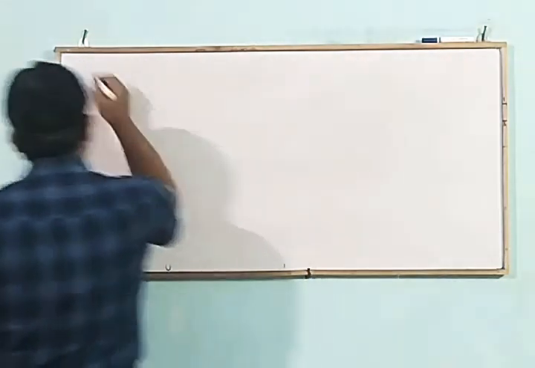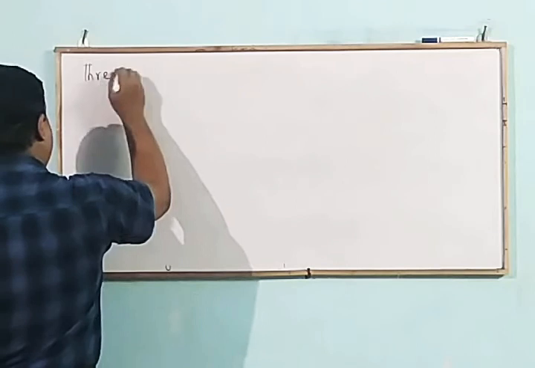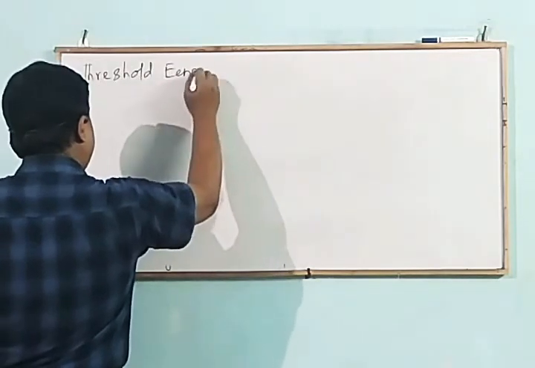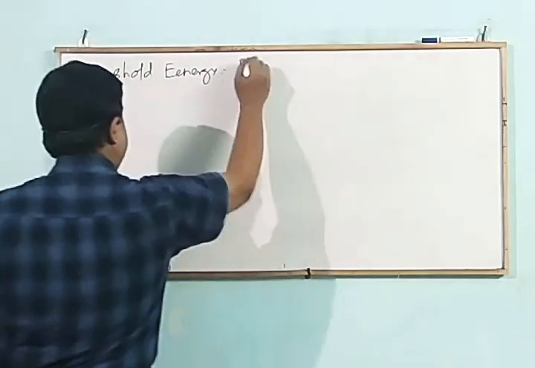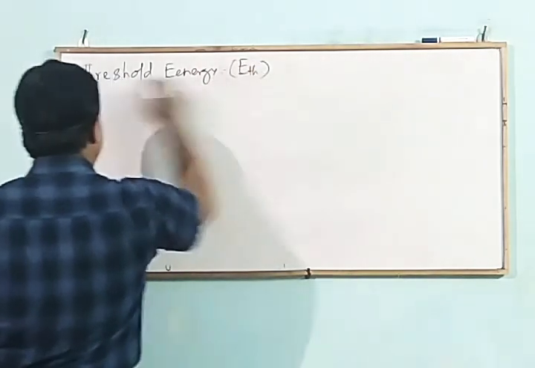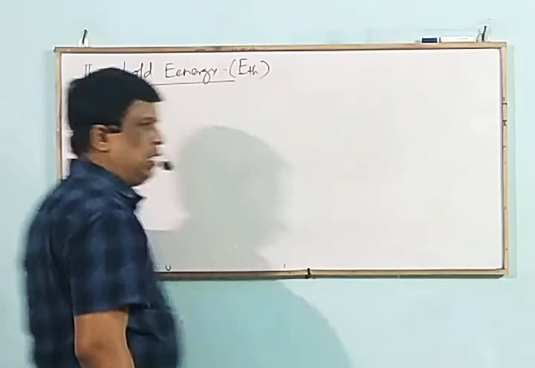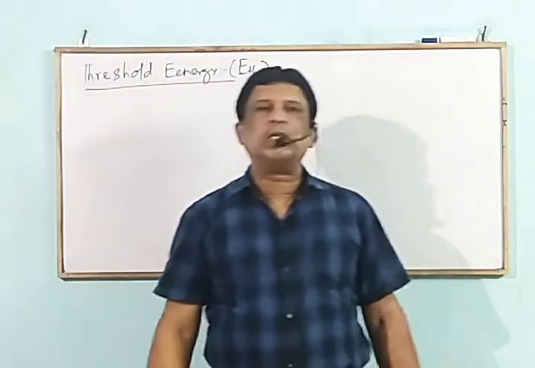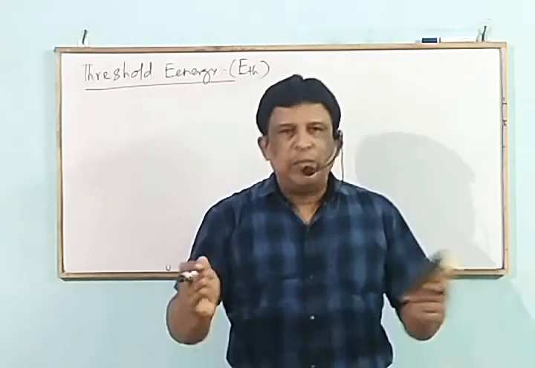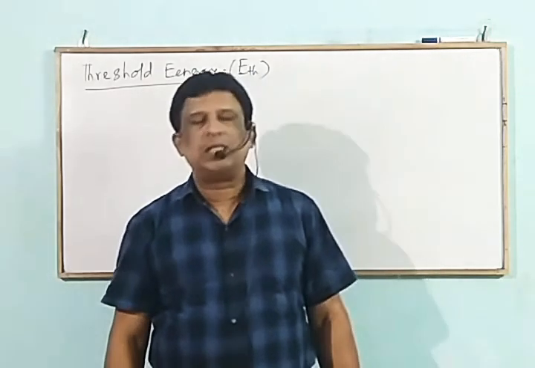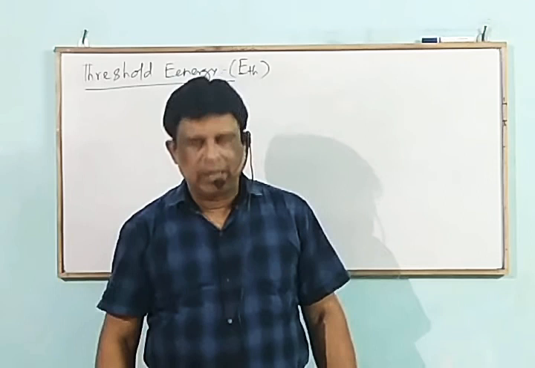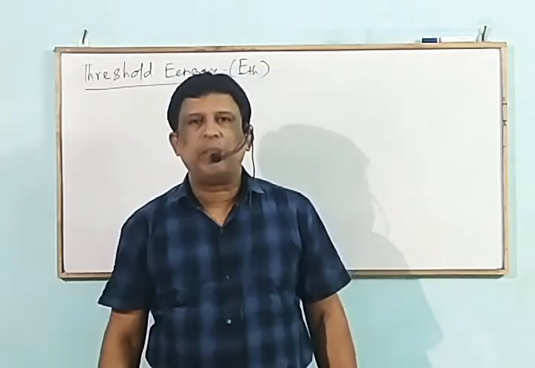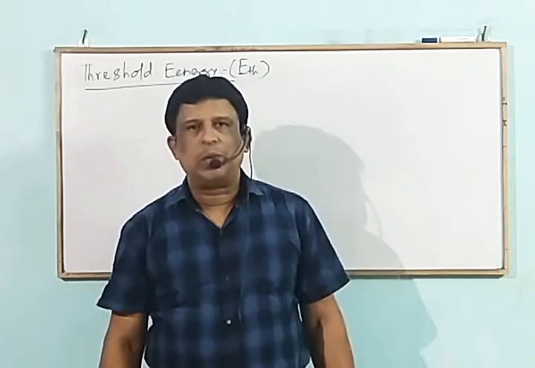First one is threshold energy. Symbol is ETH. What do you mean by threshold energy? It is defined as the amount of energy possessed by the reactant. It is the minimum amount of energy possessed by the reactant, as a result of which the reactant jumps over the energy barrier to bring about the product.